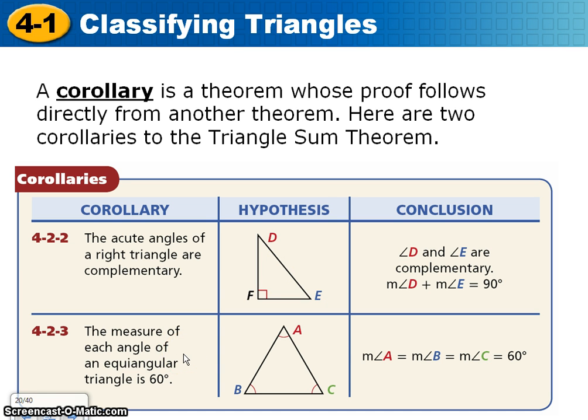The other one that follows directly from this is the fact that the measure of each angle of an equiangular triangle is 60 degrees. And here's the thought process with that one. If the three angles of a triangle add up to 180 degrees, and all three angles are congruent, which is what is meant by an equiangular triangle, then their measures are all equal. So I've got three angle measures that are all the same that add up to 180 degrees, which means they're going to be 60 degrees each.